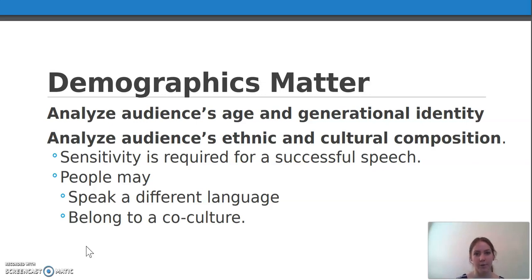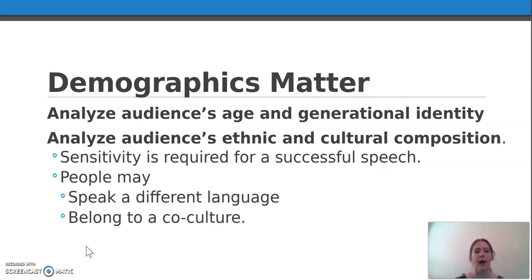Any speech you give is successful because remember, you want to pertain to 100% of your audience. And if you say something that's offensive or you are only pointing out one area or one group of people, then you're not pertaining to 100% of your audience. So you're not having a successful speech.